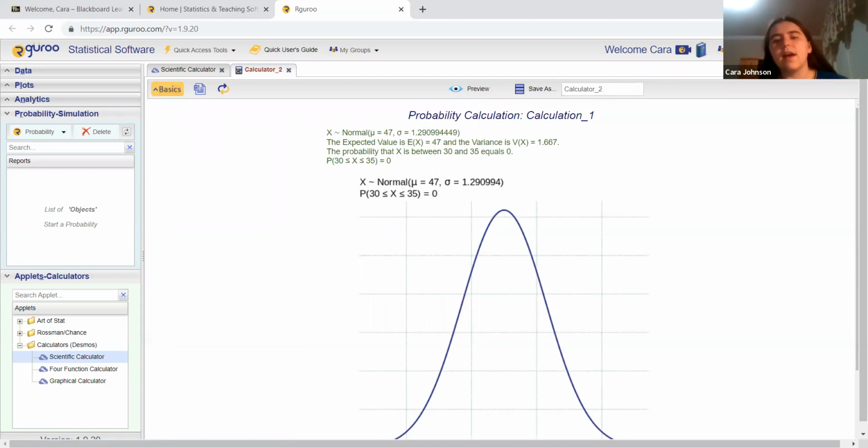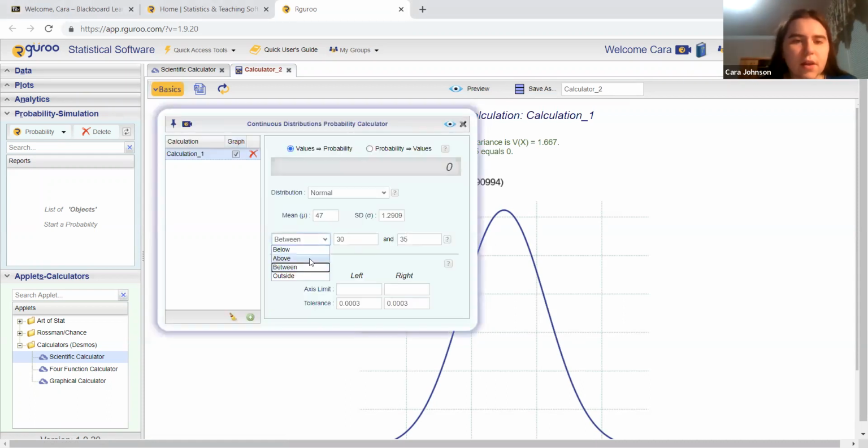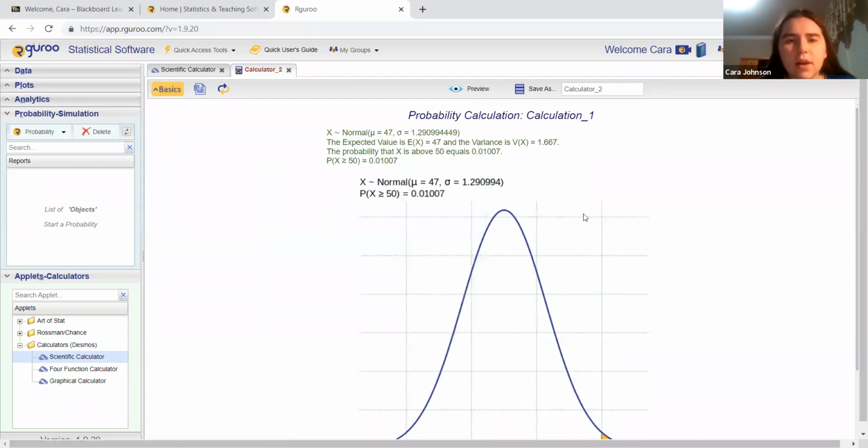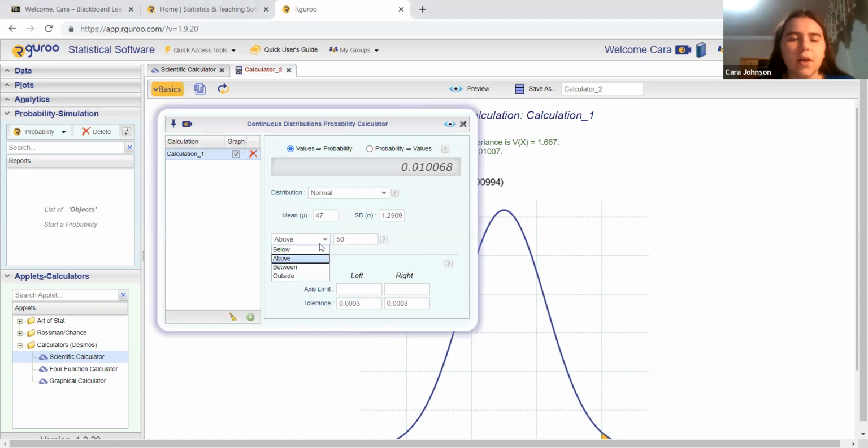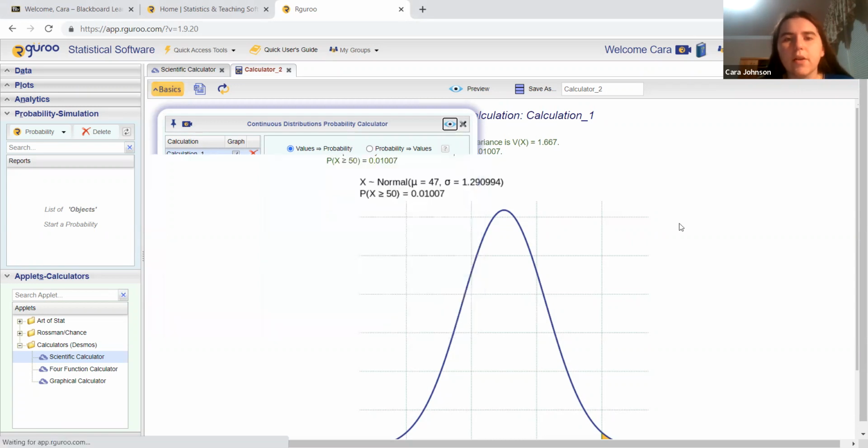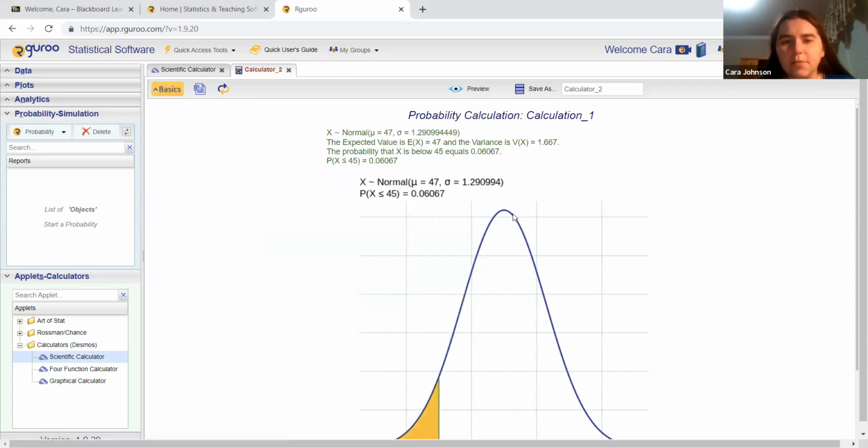All right, now the next question: find the probability of the mean age of the sample being more than 50. I can just go under here and edit and put above 50, hit the eyeball, and I'm going to get 0.01. And then the next question, I want to know the probability of the mean age of the sample being no more than 45. So that's going to be below 45. Hit the eyeball. I'm going to get 0.061.